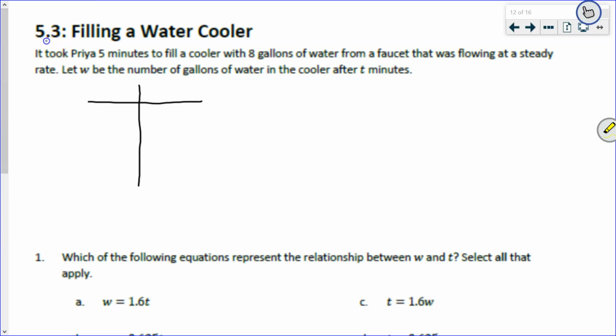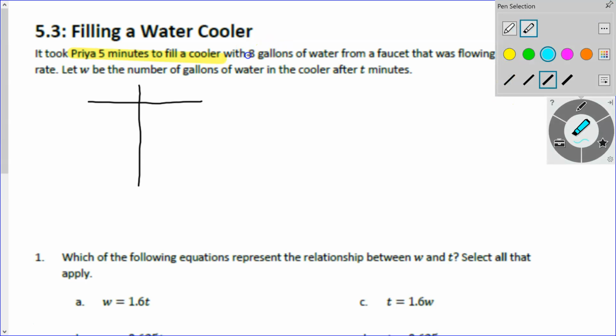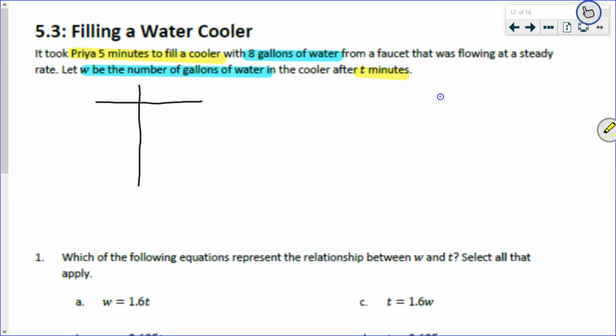And the information that it gives us is what's going to go into that table. And we've done that before, where we read it, we highlight it, and then we put that information in the table. So here it says it took Priya 5 minutes to fill a cooler with 8 gallons of water. And then when I continue reading, I can see that it says let W be the number of gallons of water in the cooler after T minutes. So I've highlighted the 5 minutes, T is minutes, I've highlighted the 8 gallons, and I've highlighted the W representing gallons. And so I'm just going to take that information, I'm going to put it right here in the table.